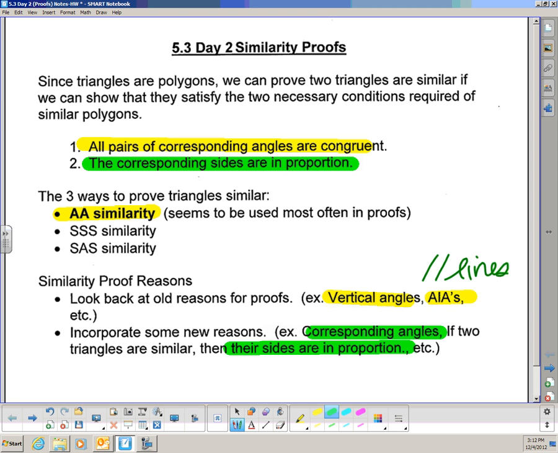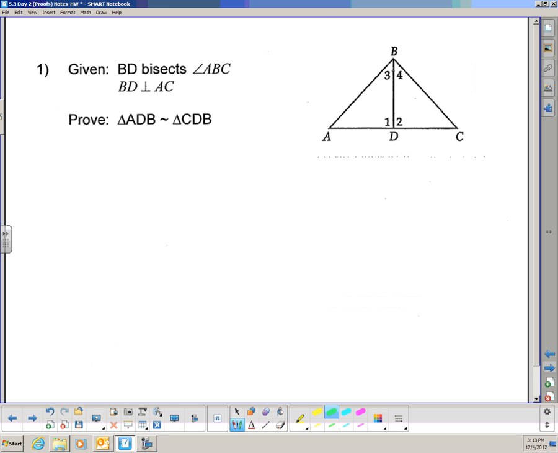The first proof is going to be this one. It says BD bisects angle ABC, BD is perpendicular to AC, and you want to prove these triangles similar to one another. We want triangle ADB, which is this one right here, to be similar to triangle CDB, which is this triangle right here. Again, we already said you're dealing with AA similarity. We're always, or almost always, looking for two congruent angles. Once we have that, we know we're done. So let's see what kind of proof we can create here.